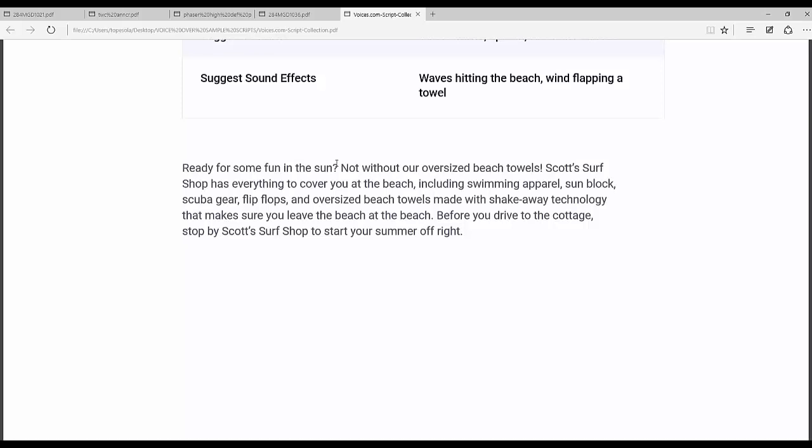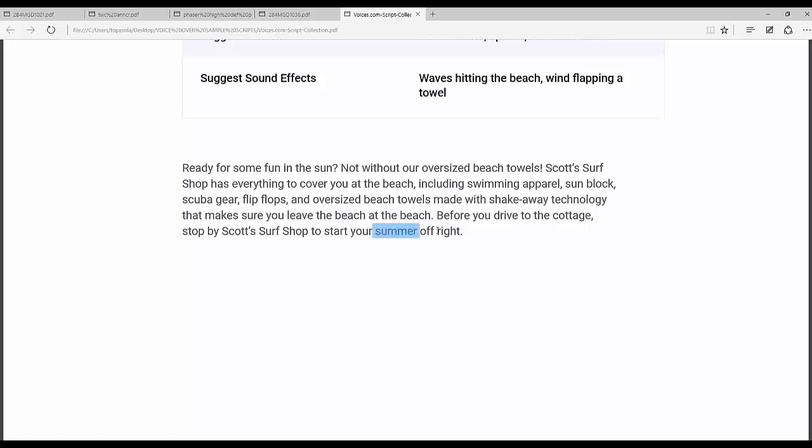Scott's Soft Shop has everything to cover you at the beach, including swimming apparel, sunblock, scuba gear, flip-flops, and oversized beach towels made with shakeaway technology that makes you leave the beach at the beach. Before you drive to the cottage, stop by Scott's Soft Shop to start your summer off right. So you see the way we pronounce this.